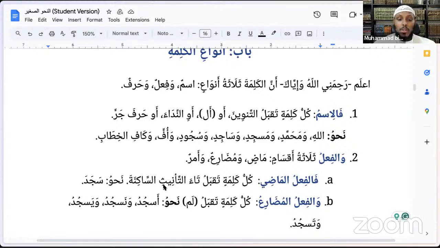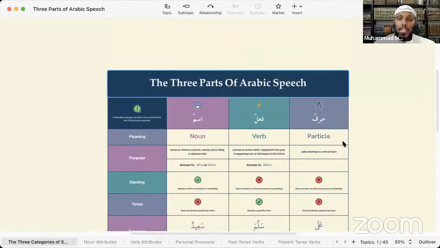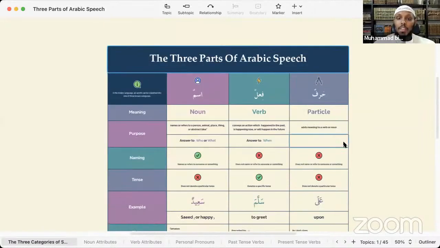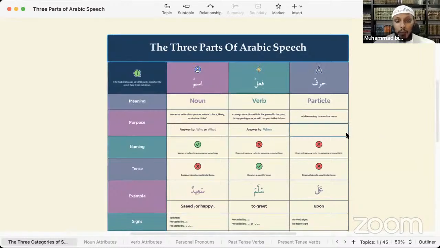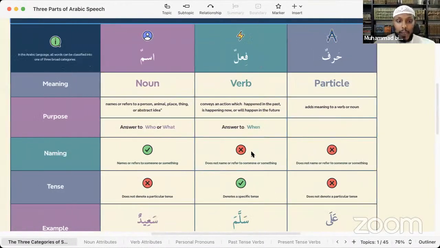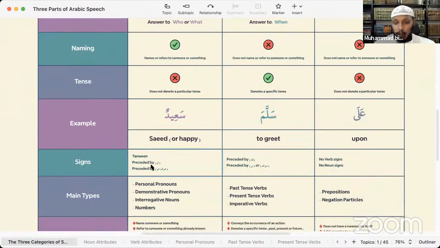And I'm going to share this with you. If it's the first time you're seeing it, no problem. I'll share it with you. And if you have access to it, then alhamdulillah, which is this mind map, or this table that I've created to differentiate between the three parts of Arabic speech. Now, in this table, the focus is more on meaning and purpose than it is specific signs. There are signs. I have mentioned some signs here, according to what the books mention. Not all of them, but the most important ones.